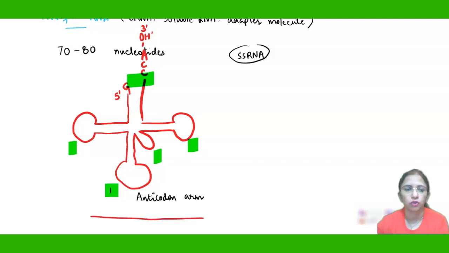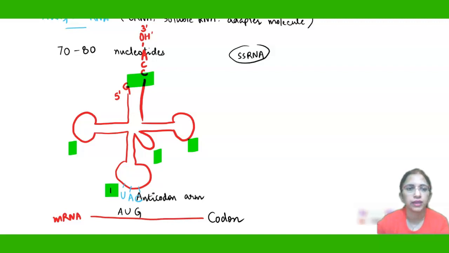So if I draw messenger RNA here, and suppose messenger RNA has a codon on it, AUG, then here we would make the complementary bases. For A it will be U, for U it will be A, for G it will be C. So this UAC is the anticodon. Anticodons will be found in the anticodon arm, and this arm will be the one that binds to the messenger RNA during the process of translation.